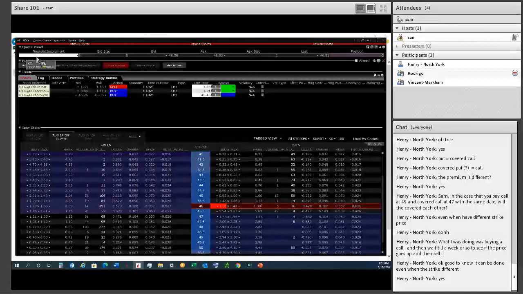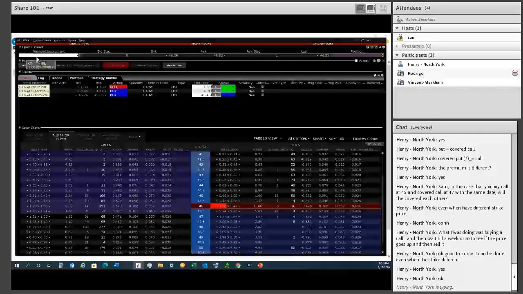Because if it goes against you, you don't get that premium. If you buy it and you don't sell the call, you're not getting the depreciation of that call, because you sold it, you're not making any money. You would be making money if it was going against you, whereas if it's going your way, that's great, but if it's going against you, you don't get that premium. Does that make sense, Henry?